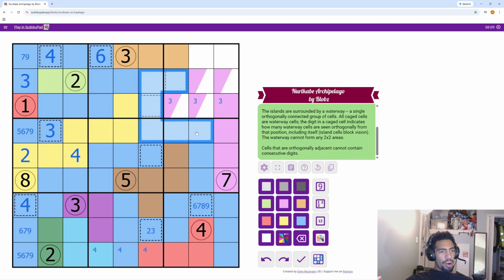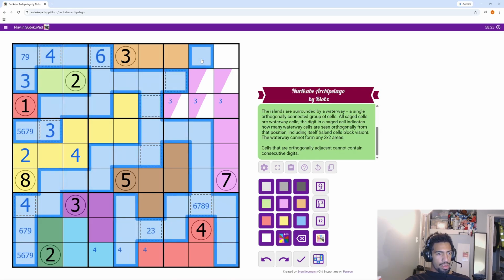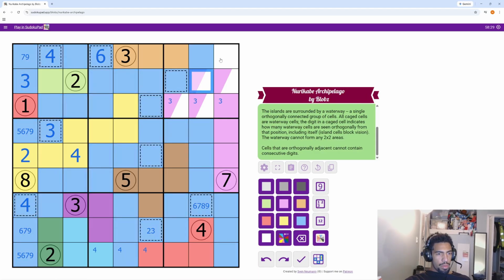Right. So now all my water is touching. So I could theoretically end my water, but I can't have my islands touch. So I need to add more water. But then the second that this becomes water, do I need this to become water? I can't go around. Can't go around. So this has to be water now.